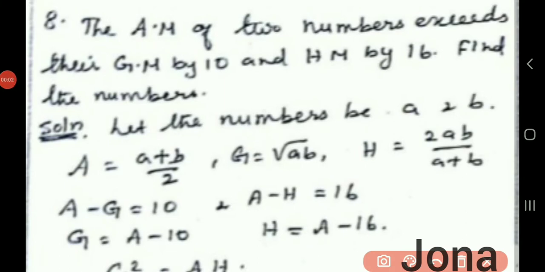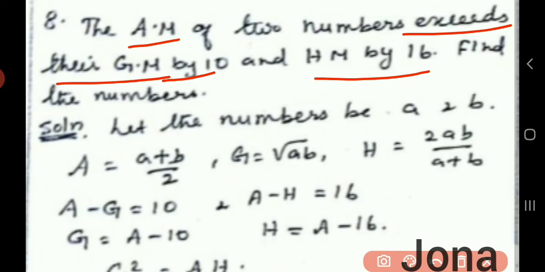Eighth sum. The arithmetic mean of two numbers exceeds their GM by 10 and HM by 16. Find the numbers. We want to find the numbers. Okay, let the numbers be A and B.